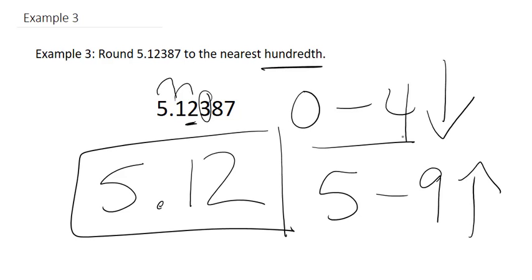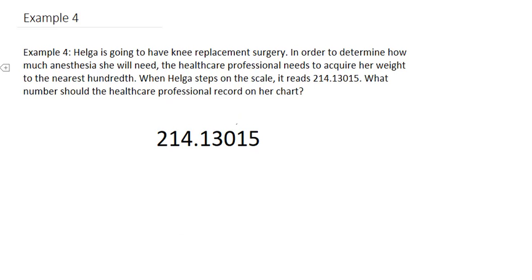Now that we've covered the basics about rounding decimals, let's apply the rounding rules back to our weight scenario. So Helga is going to have a knee replacement surgery. In order to determine how much anesthesia she will need, the healthcare professional needs to acquire her weight to the nearest hundredth. When Helga steps on the scale, it reads 214.13015. What number should the healthcare professional record on her chart?